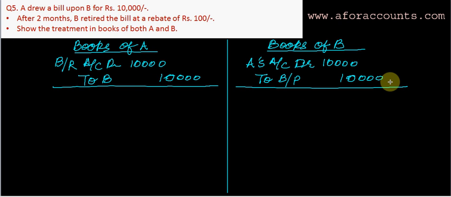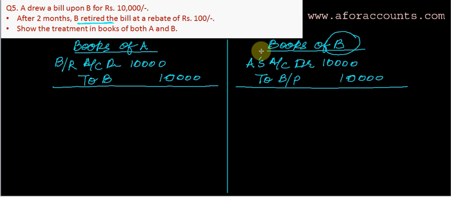Okay. After 2 months, B retired the bill at a rebate of rupees 100. Now this word retired is very important in the question. When does a bill get retired? When the drawee wants to pay the bill before the due date, it is called the bill has retired. So after 2 months he wants to retire the bill. So a rebate will be given, and that is rupees 100.